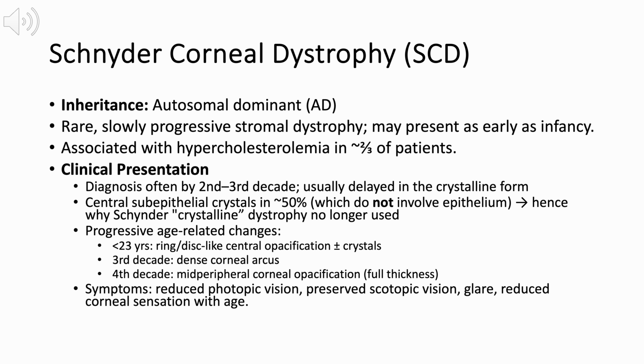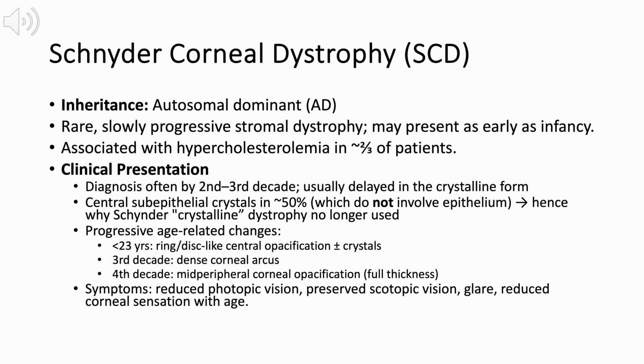This is a rare, slowly progressive disease that can present as early as infancy. It follows an autosomal dominant inheritance pattern and is strongly associated with hypercholesterolemia, seen in about 2/3 of patients. Clinically, diagnosis is often made in the 2nd or 3rd decade. Interestingly, only about half of patients show central subepithelial crystals, which do not involve the epithelium. Because of this, the older term Schnyder crystalline dystrophy is no longer recommended.